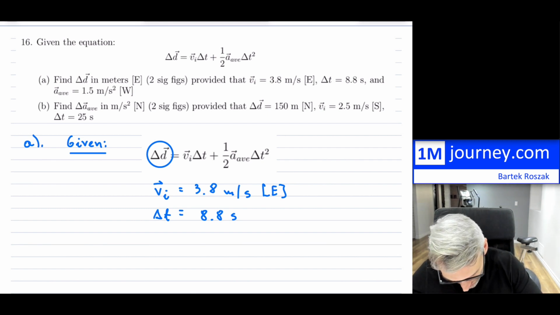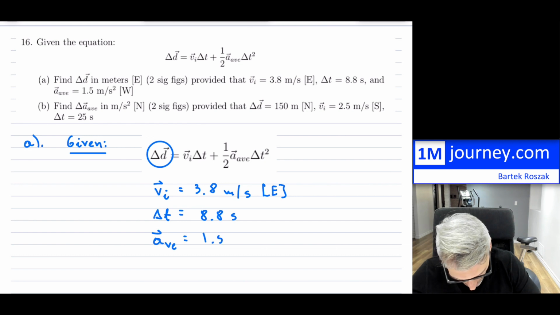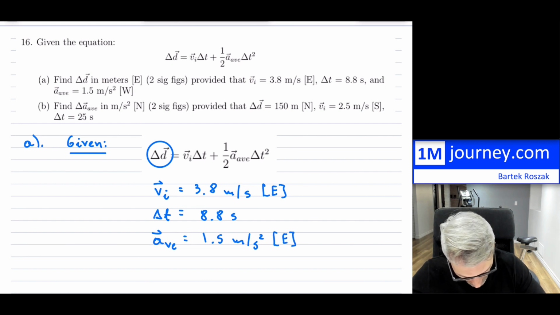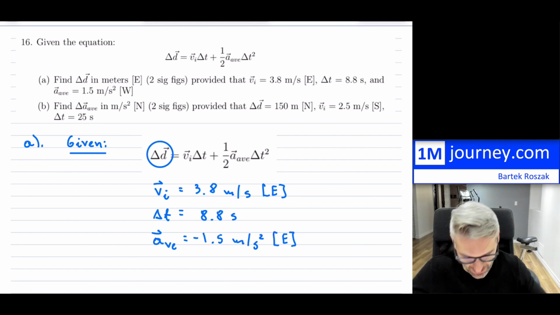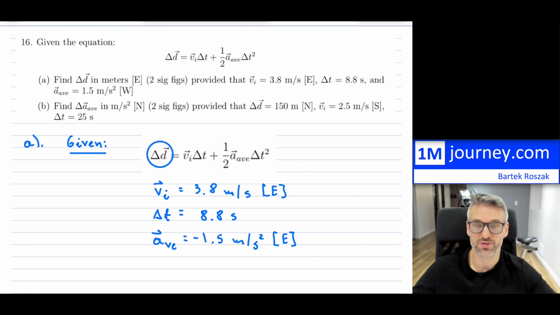And then we have the average acceleration right there, and that is equal to 1.5 meters per second squared. Notice it's west. So I want it to be east, so I'm going to change it to east. But if I do that, be careful because you're going to have to change the actual sign. If you change the direction to be opposite, remember you have to negate whatever the magnitude was. So this just designates what is happening with the actual acceleration.